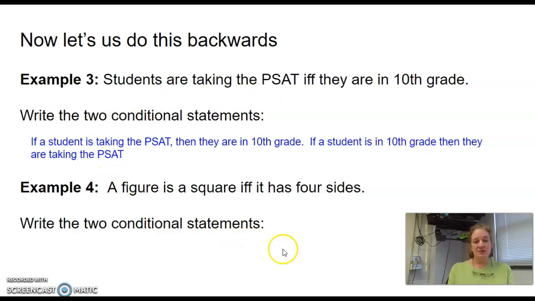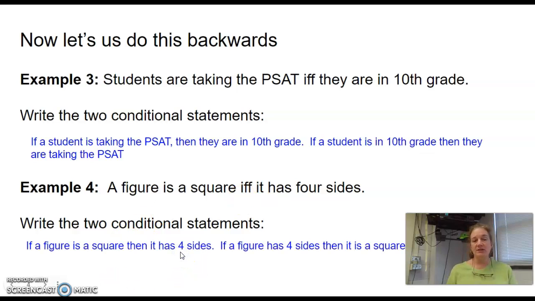Okay, let's look at the next example. A figure is a square if and only if it has 4 sides. Okay, we already looked at this, so let's break this down. We already did this in example number 1. You can even look at your notes and you can predict, see, I'm looking at my notes, what I'm going to say. Okay, so if I break this down, if a figure is a square, then it has 4 sides. And then I take the converse. I flip the front and the back, right? I flip the hypothesis and the conclusion. If a figure has 4 sides, then it is a square. Okay, so we're going to write all that down.